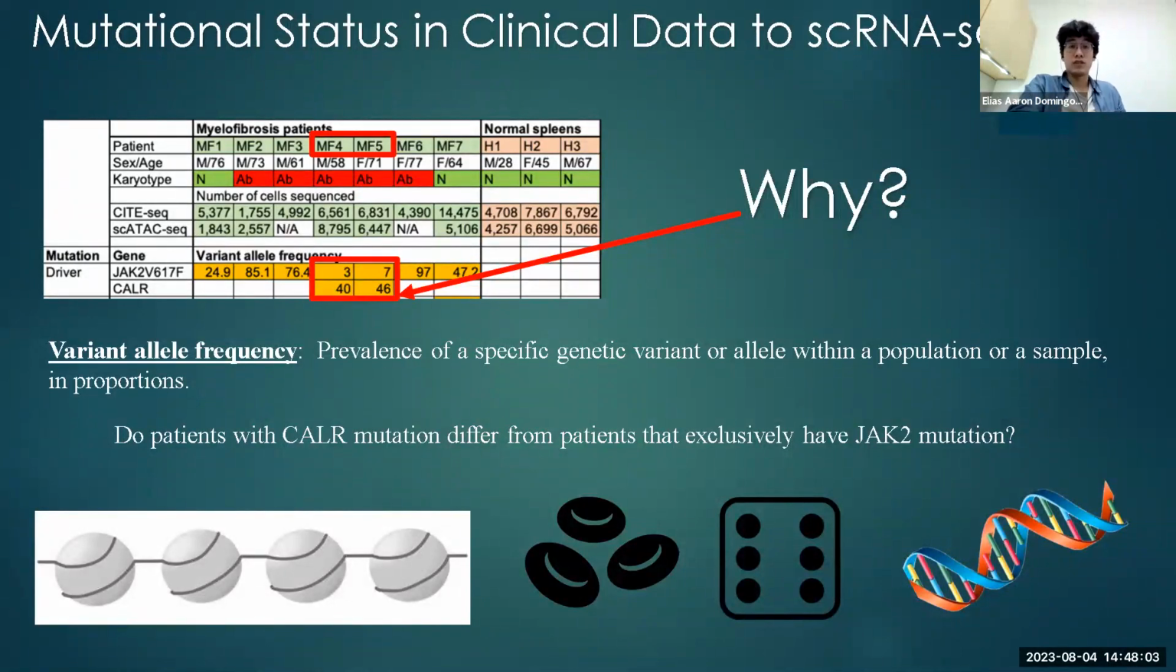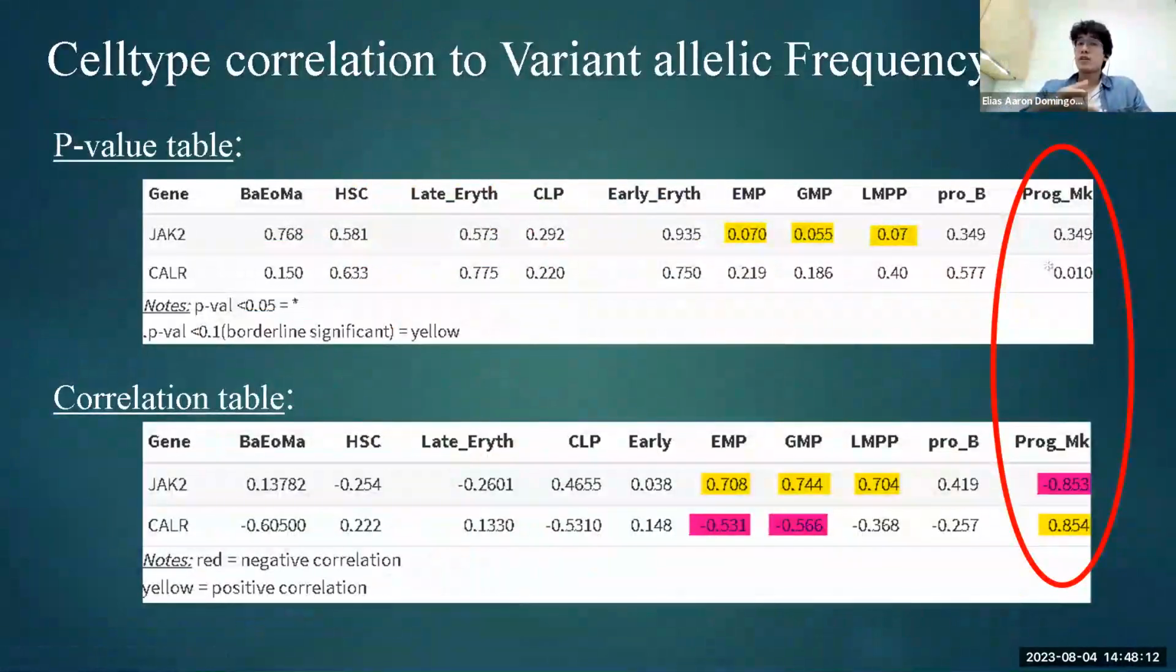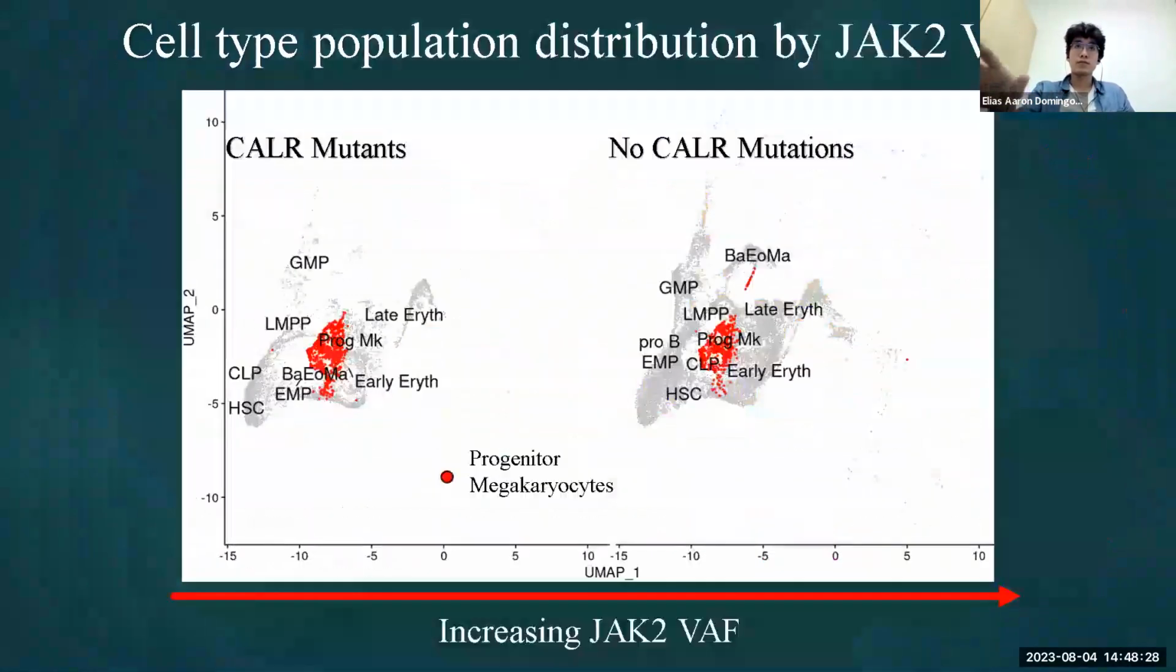Is it maybe chromatin accessibility? Is it a cell type? Is it DNA? Or is it just mere chance? We decided to do some correlation and to subdivide our samples between JAK2 mutants and CALR mutants. Here you can see that across all the cell types, program K had the highest correlation, and it also had the best p-value. So we're going to be focusing on these for the analysis.